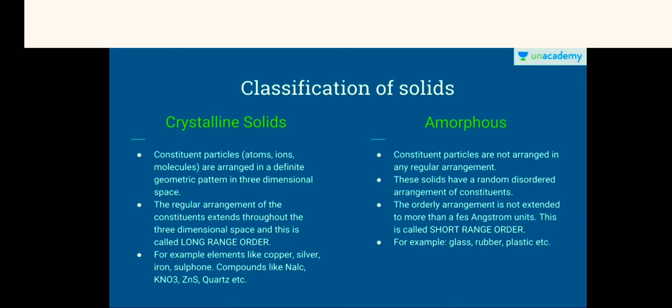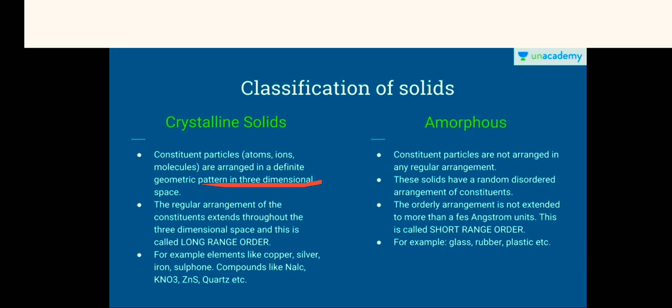Classification of solids is done on the basis of the arrangement of the constituent particles. These constituent particles may be atoms, ions, or molecules. Then, on the basis of the arrangement of constituent particles, we are classifying the solids into crystalline solids and amorphous solids. When we're talking of crystalline solids, we say that the constituent particles are arranged in a definite geometric pattern, which means that each atom will have a definite position in crystalline solids.